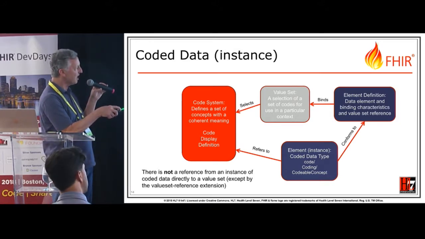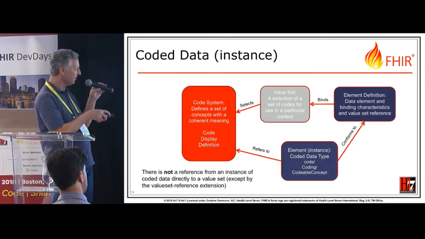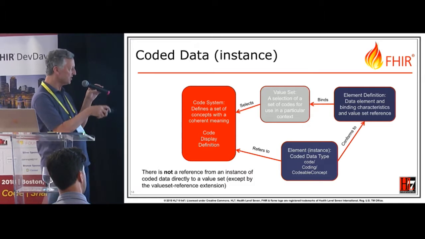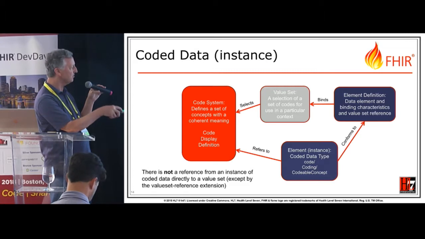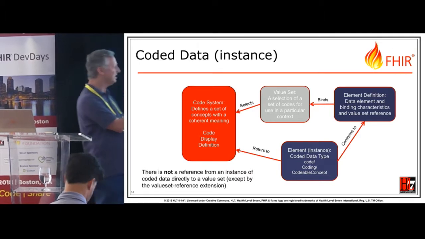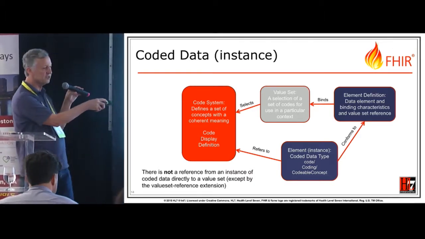In the element definition, we bind to a value set. And I'll emphasize this again one more time, probably on another slide. The value set selects from the code system. But then when we get down to the actual instance of data itself, it's got a coded data type. Then it's either a code, a coding, or a codable concept. And that refers back directly to the code system. It conforms to the element definition and the binding, but it only refers to the code system. It does not go back and refer to the value set.